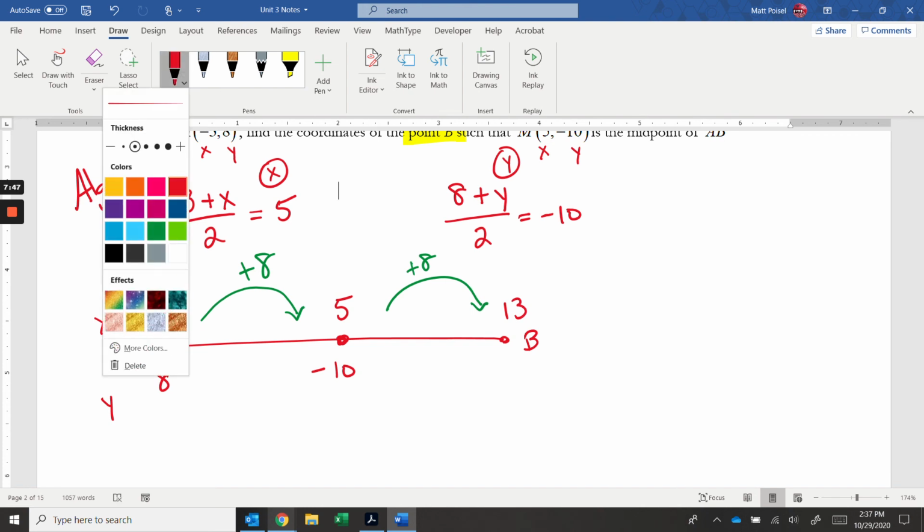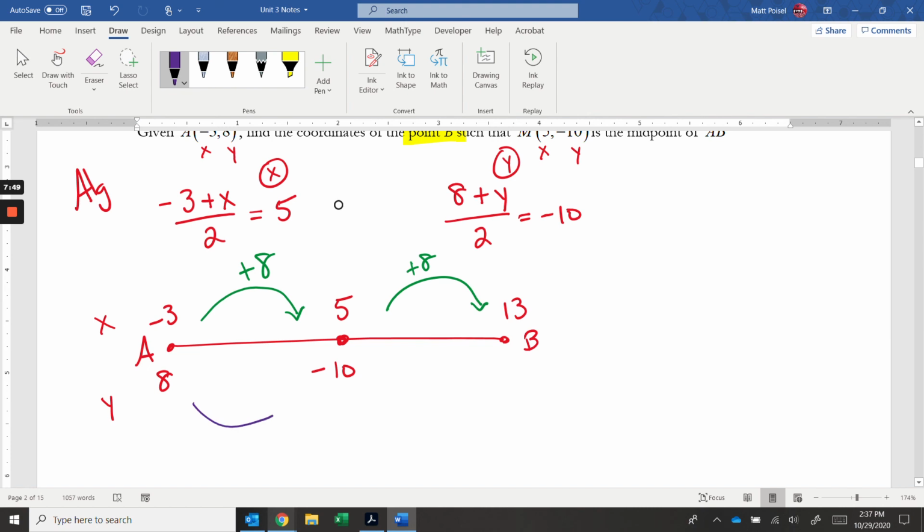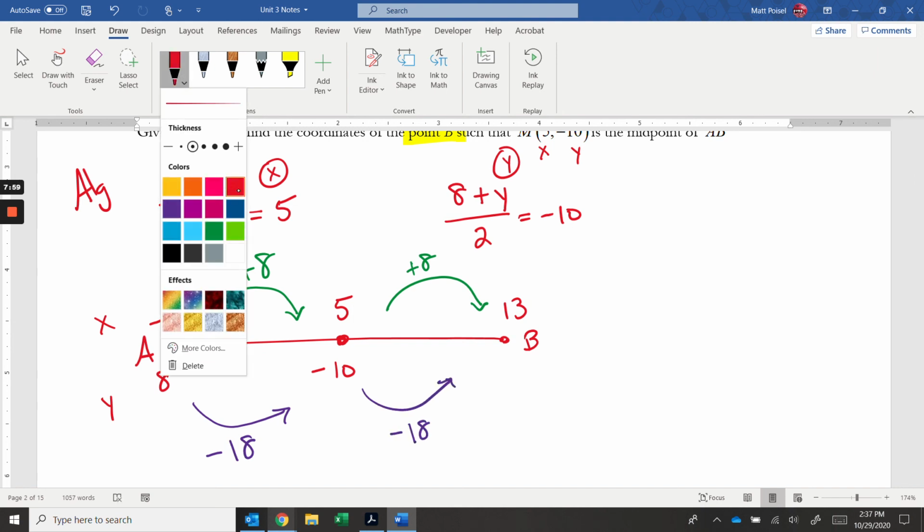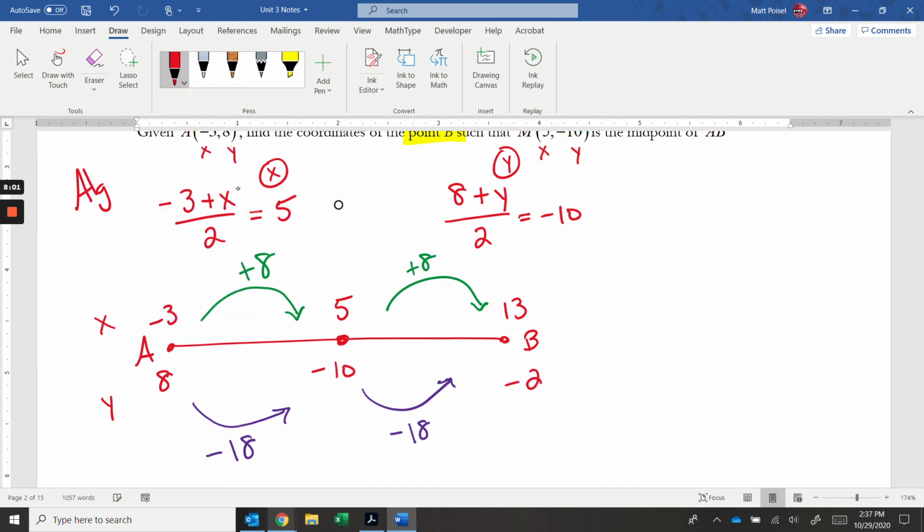Now I'll do the same thing with the y's. So to go from 8 to -10, all right, that one I'm actually subtracting. I'm subtracting 18, which means I've got to subtract 18 again. And then, let's see, -10 minus 18 is -28. And so my other endpoint is going to be 13, -28.